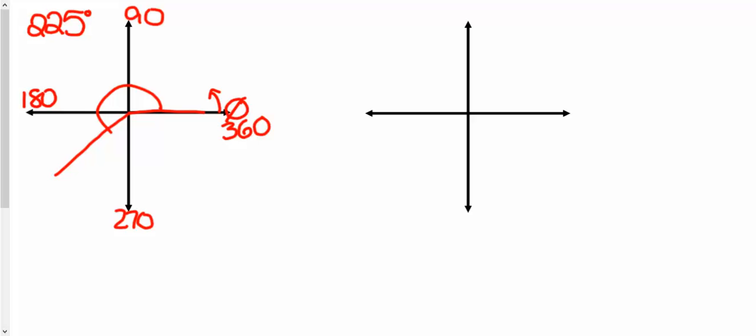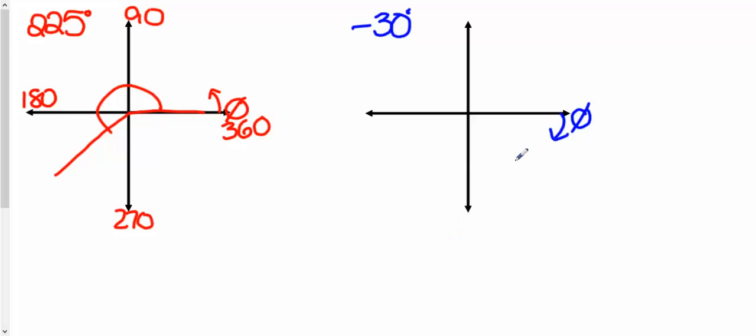Alright, so the next one I'm going to do in blue, because the next one I'm going to do is negative 30 degrees. Now this one is a negative angle. So it still starts in the same place. It still starts at 0 on the right hand side. But now that it's negative 30, we want to go clockwise or down and around.